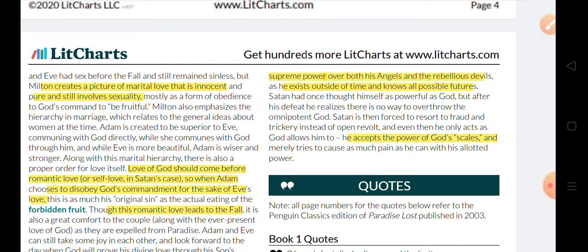And we'll see that Satan is forced to resort to fraud and trickery instead of open revolt, and he only acts as God allows him to, and he accepts the power of God, the scales as well.